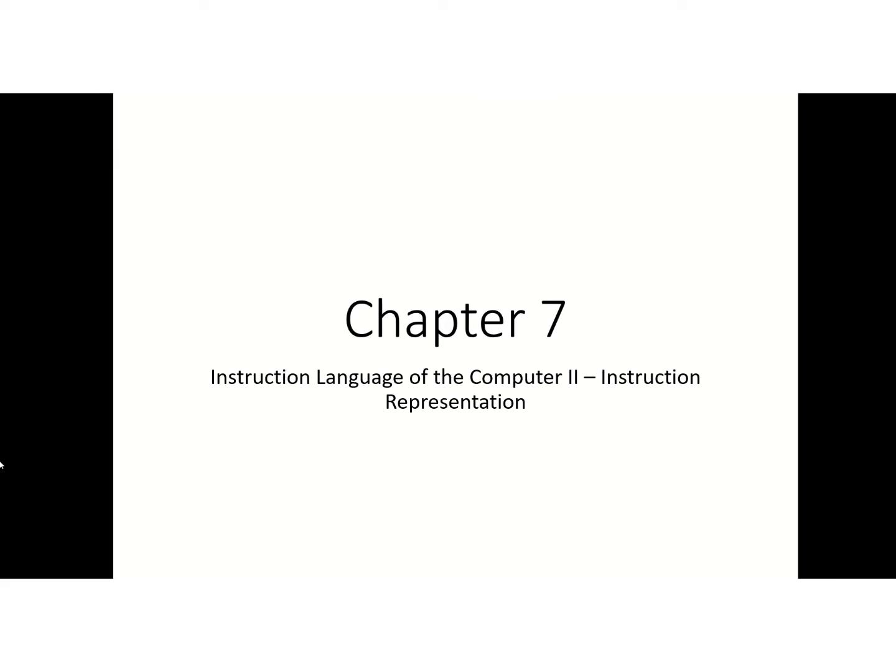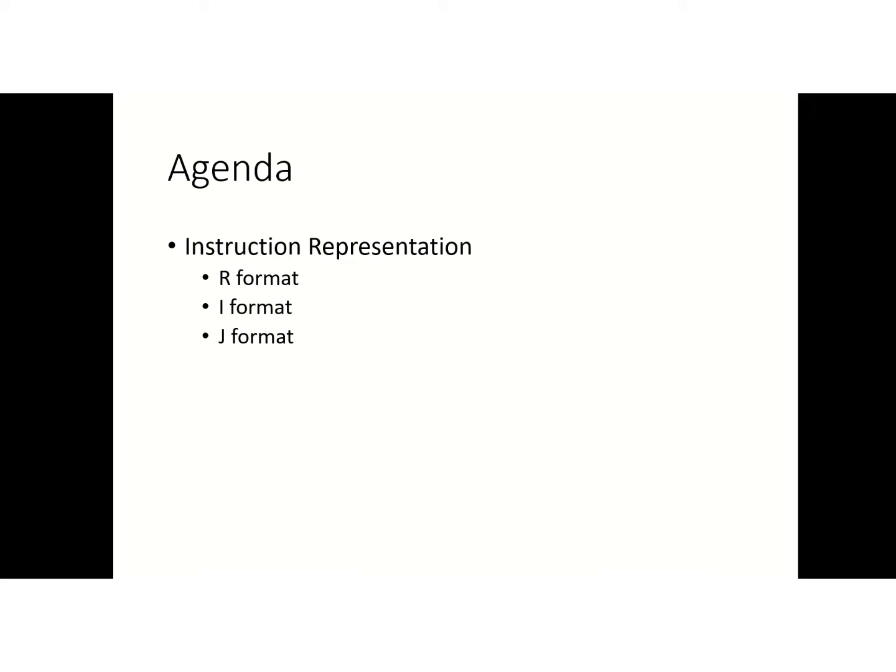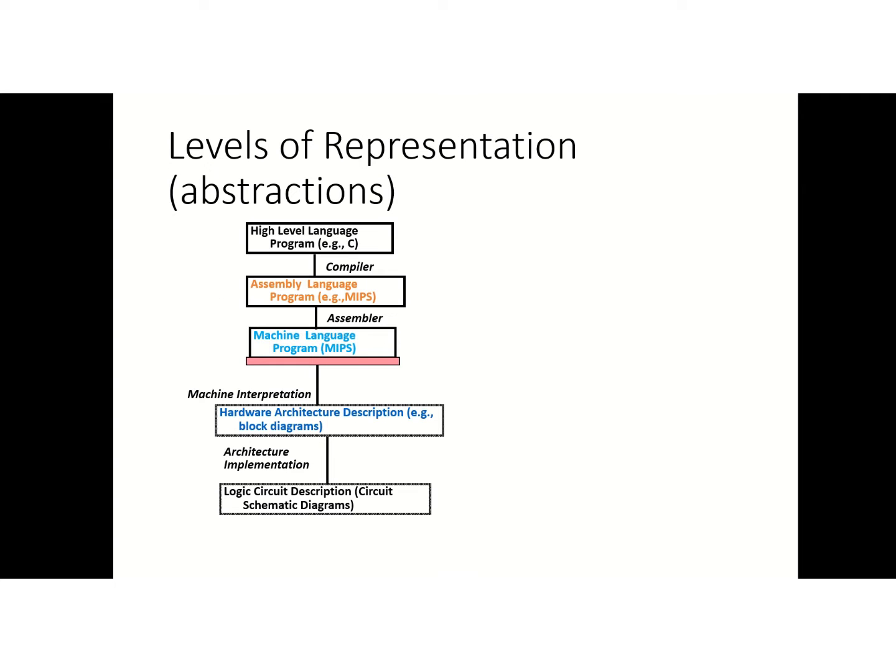So for today, chapter 7 is about instruction representation. For this chapter, I will explain the representation of the three formats of machine language instruction, which are R, I, and J. Before that, I would briefly explain the levels of representation.